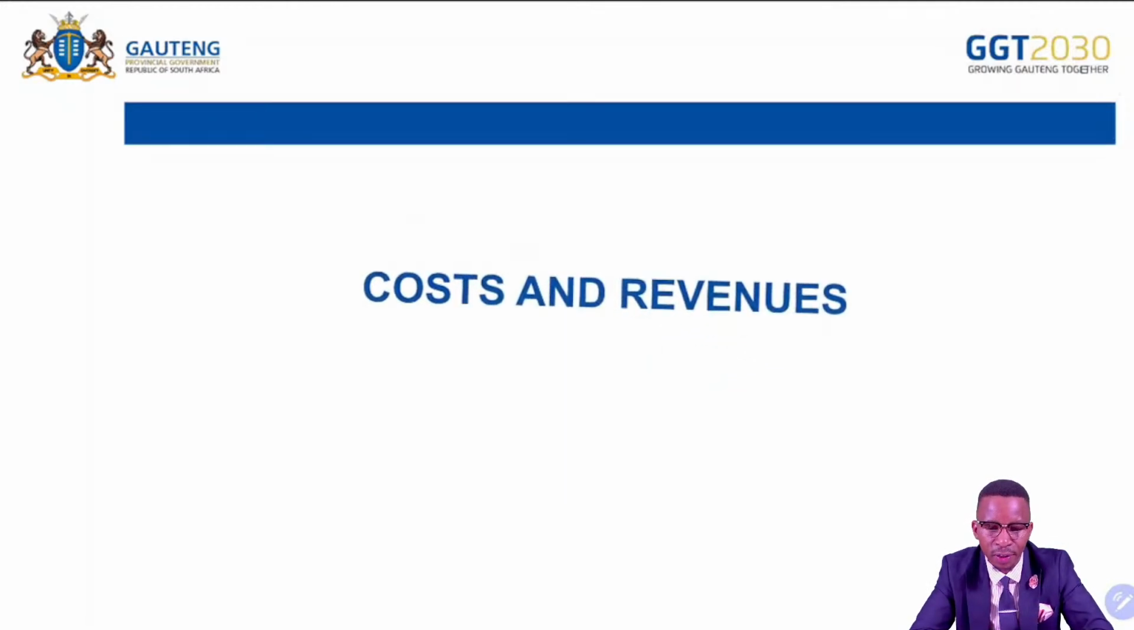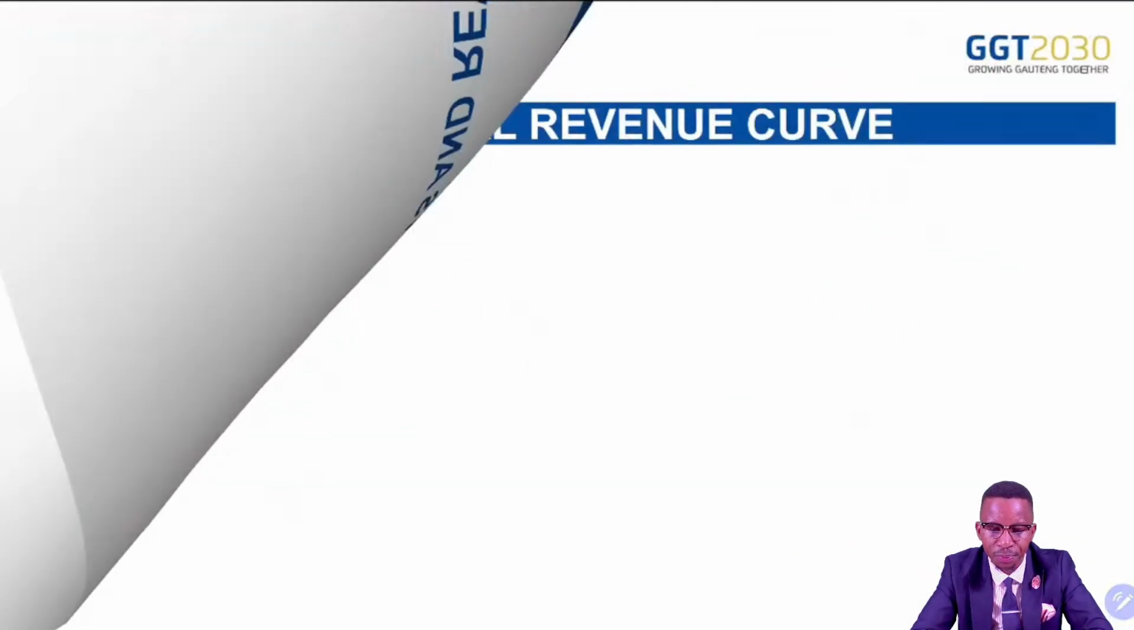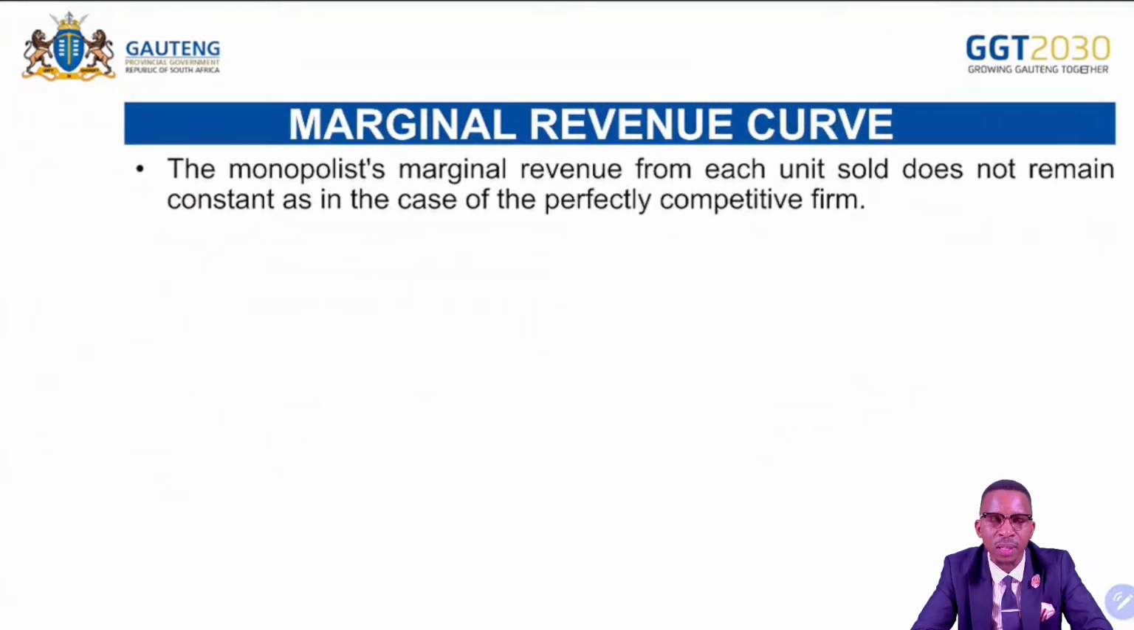Then costs and revenues for the monopolies. Remember, we discussed the costs. There were 8 that were discussed in the previous lesson, and for revenues, there were 3 that were discussed. But now we need to check the costs and revenues for monopolies, because their curves are not similar, especially the marginal revenue and average revenue. They are different from those of the perfect market. They are downward sloping, and there's also a slight difference between them.